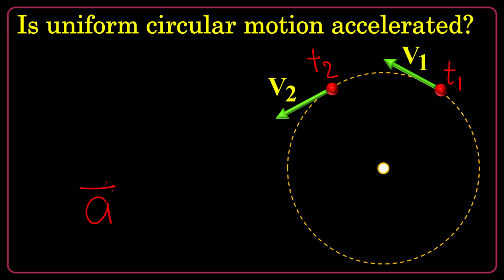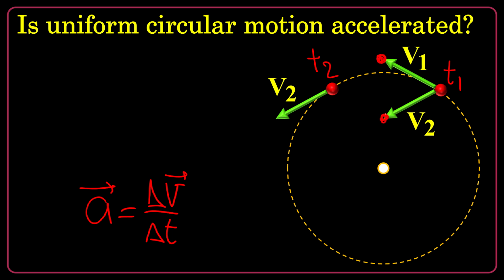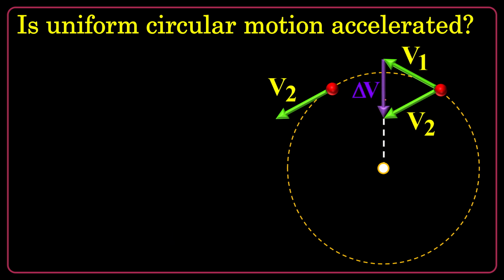You remember average acceleration was delta v over delta t. So first of all, I need delta v. Let's transfer v2 to this point. Now the two vectors are starting from the same tail, a common tail. Then I will connect the end of v1 to the end of v2. A downward vector, but necessarily towards the center. So it is delta v. Now the average acceleration is going to be delta v over delta t, a vector toward the center.